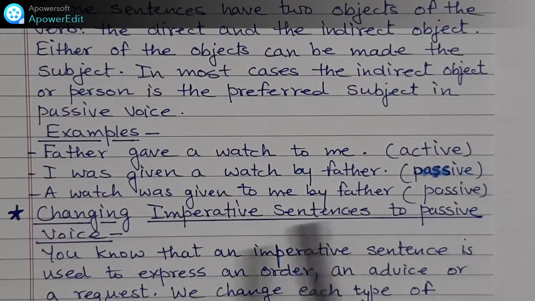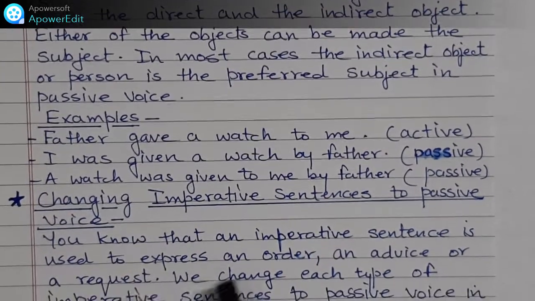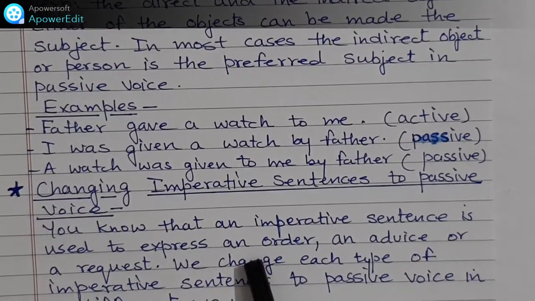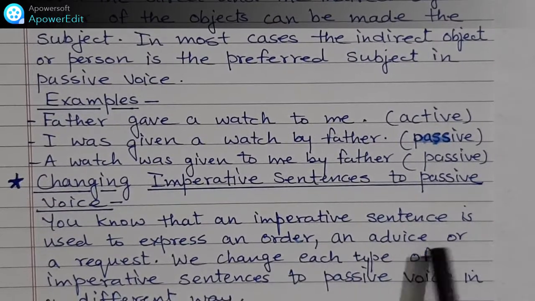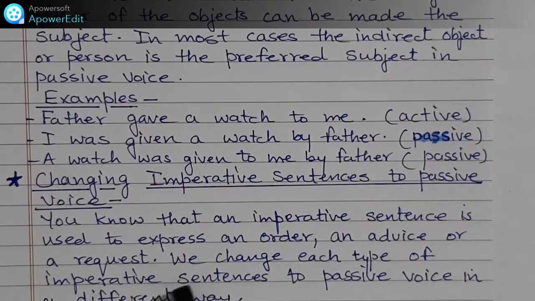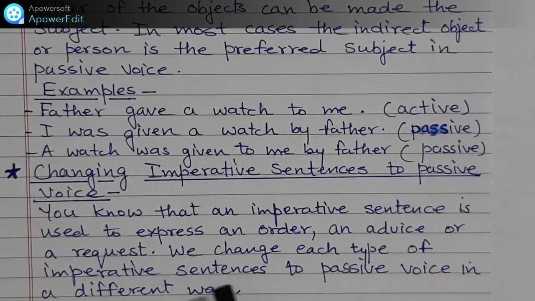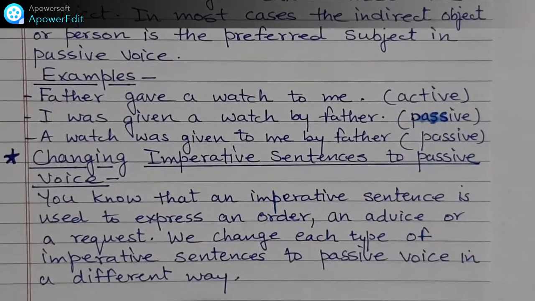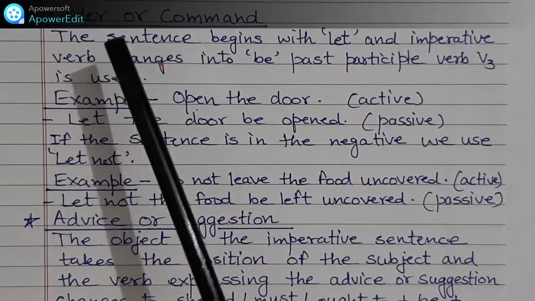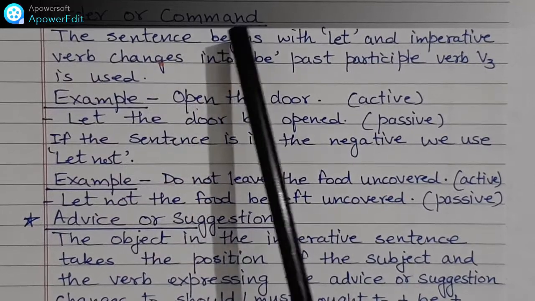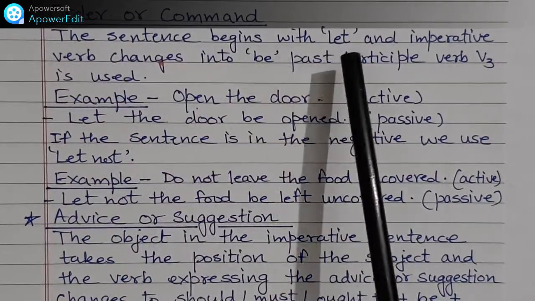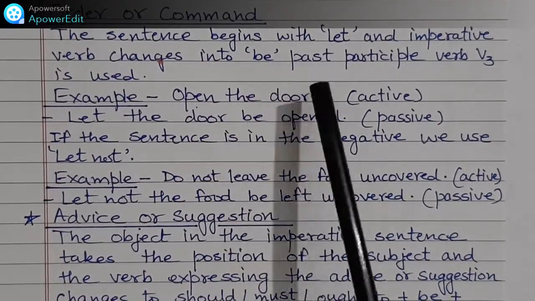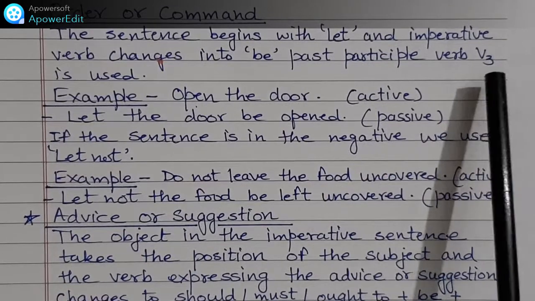Changing imperative sentence to passive voice. All of you know that an imperative sentence is used to express an order, an advice or a request. We change each type of imperative sentence to passive voice in different ways. How to change imperative sentence with order or command. The sentence begins with let and the imperative verb changes into be. Past participle verb V3 is used.